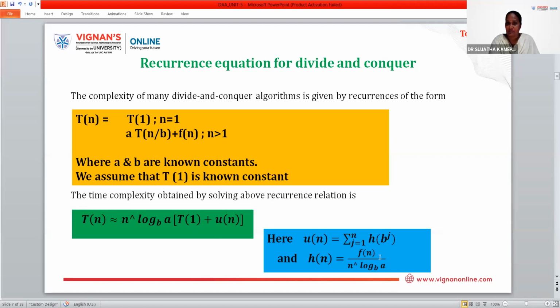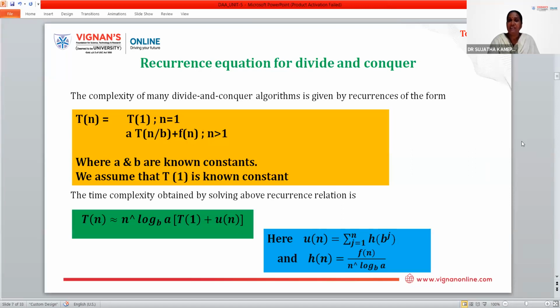I know the values of f of n, a and b values. When I substitute these values, I'll get the value of h of n. When I substitute h of n values, I'll get the value of u of n. And when I substitute u of n values, I can find the time complexity for a particular application which is solved using divide and conquer method.